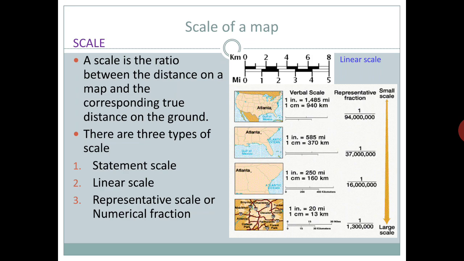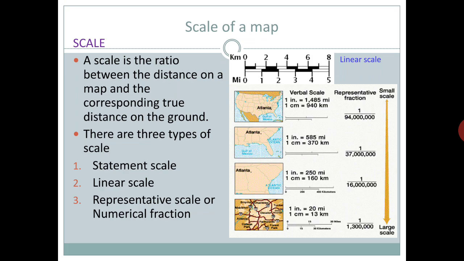So scale is the ratio between distance on a map and the corresponding true distance on the ground. It is the ratio between the map distance and ground distance. So as we can see, it is the ratio. There are three ways in which the scale can be shown. First one is statement scale.